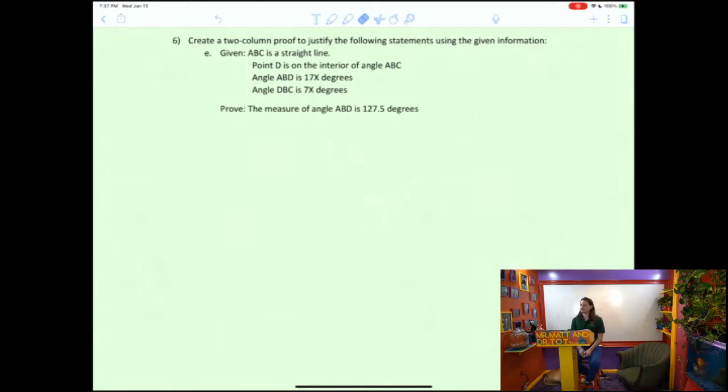So again, I'd like you to create a 2-column proof to justify the following statements using the given information. So we know that ABC is a straight line. We know that point D is on the interior of angle ABC. We know that angle ABD is 17x degrees, and we know that angle DBC is 7x degrees. I'd like you to prove that the measure of angle ABD is 127.5 degrees. I'll give you 4 minutes, and after 1 minute, I'll start to solve.